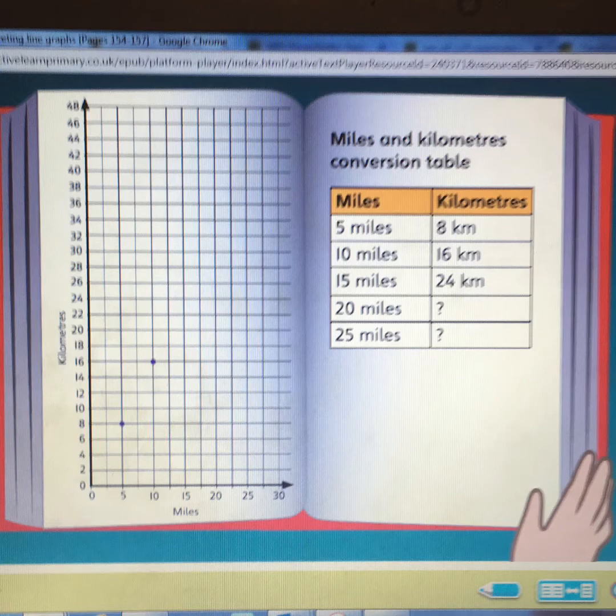So, first question for us today then is, can you try and plot the other values on the table that haven't been plotted on the graph? So 15 miles hasn't been plotted. And then can you try and draw a straight line and carry that straight line on and see if you can work out what 20 miles would be in kilometres and what 25 miles would be in kilometres. And when you've done that, you need to use your graph to work out question B, how many miles convert to 44 kilometres? Okay, have a go.